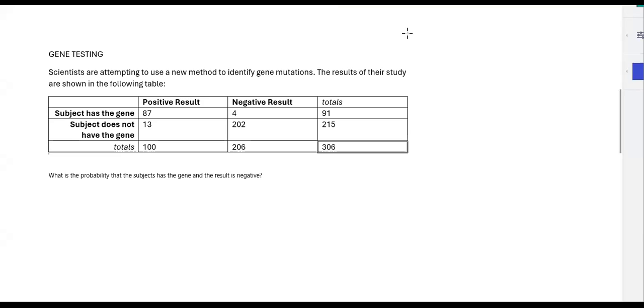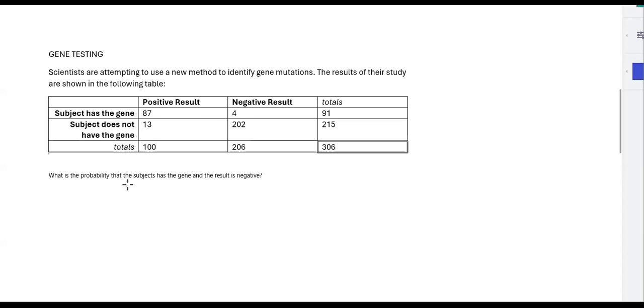Okay, so here's the next question. What is the probability that the subject has the gene and the result is negative? Now, I do want to say we are pretty much just using that basic formula. The probability of an event is the number of times that event occurs divided by the total. There are, of course, other formulas, especially when questions get more complicated and things like conditional probability come into play. But because we have a table, we're just going to use that one simple formula and a little bit of critical thinking to make sure we have the right numbers in the right place. And this will be our first good example of that.